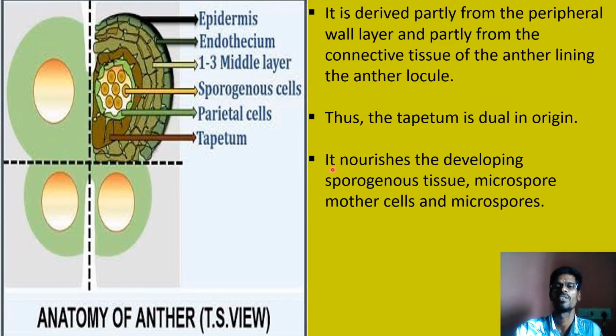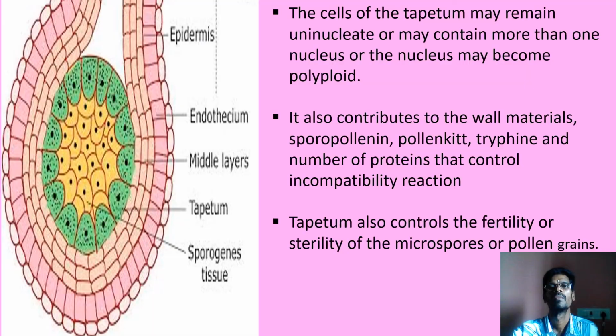The function of this tapetum is that it nourishes the developing sporogenous tissue. Here you could see the sporogenous tissue found inside. So the tapetum nourishes the sporogenous tissue, microspore mother cells and microspores. The cells of the tapetum may remain uninucleate or may contain more than one nucleus, or the nucleus may become polyploid. Here the layer of tapetum is shown internally in the anther wall.